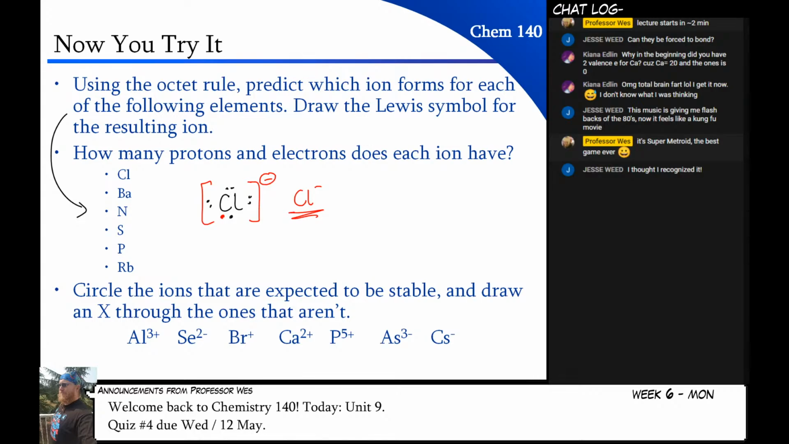Don't worry about how many protons and electrons this has. We'll talk about that later. And then down here, I've drawn a bunch of symbols. Tell me which ones are stable, that is, which ones have an octet. Circle those, and then draw an X through the ones that are not stable. Okay? Draw an X through the ones that do not have an octet. Now, be careful. Make sure that the octet that those atoms reach is the simplest path. Otherwise, that's not the ion that would form. All right, I'll give you about 5 or 6 minutes to do this. We'll go over the answers in a bit.